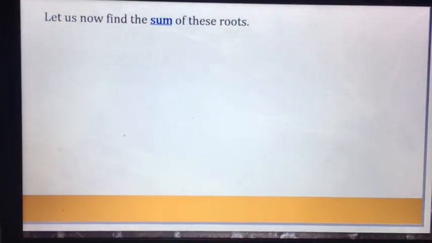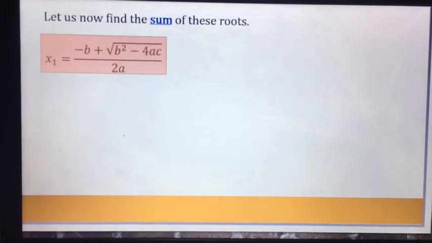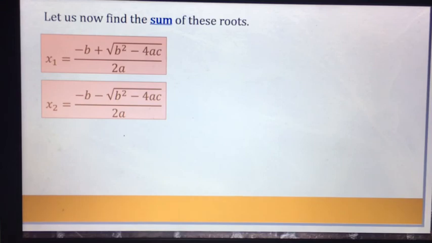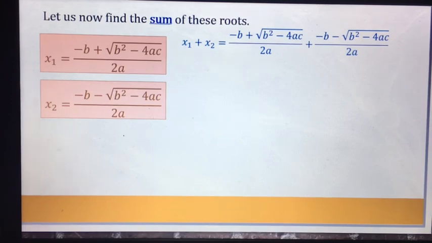So let us now find the sum of these roots. Let us derive this formula. Let us add x sub 1 and x sub 2. So we have x sub 1 plus x sub 2 equals negative b plus the square root of b squared minus 4ac over 2a, plus negative b minus the square root of b squared minus 4ac over 2a.